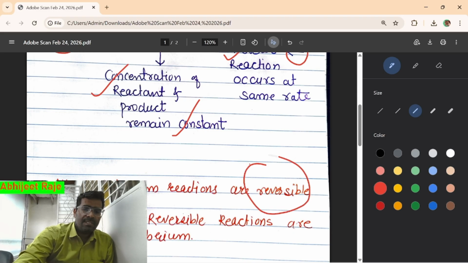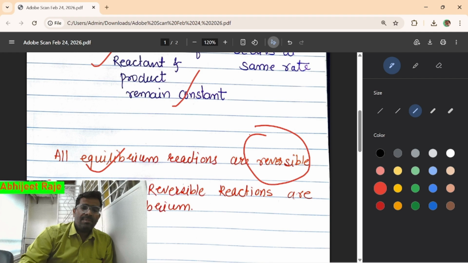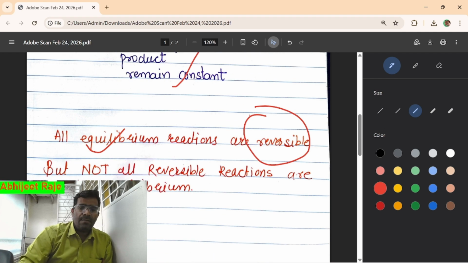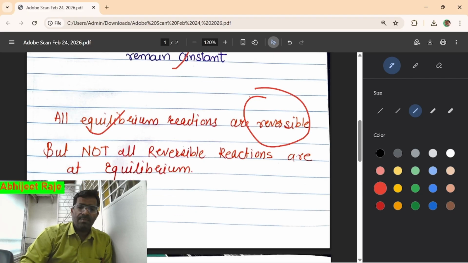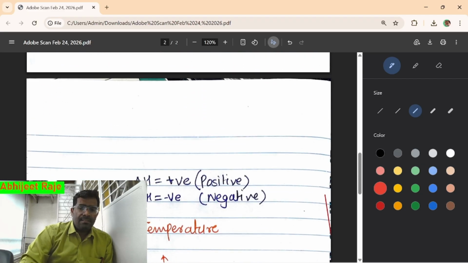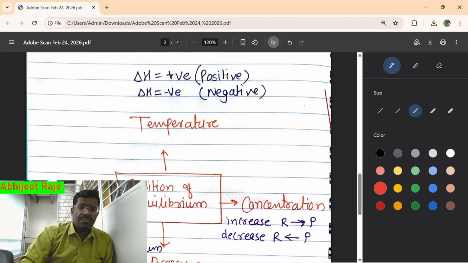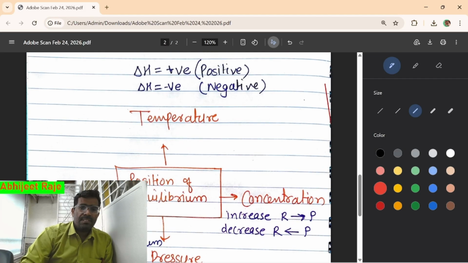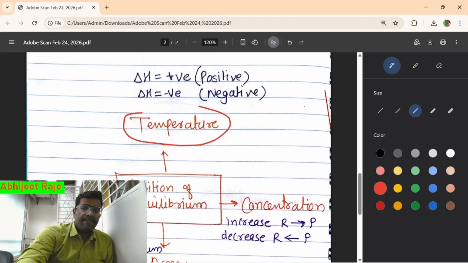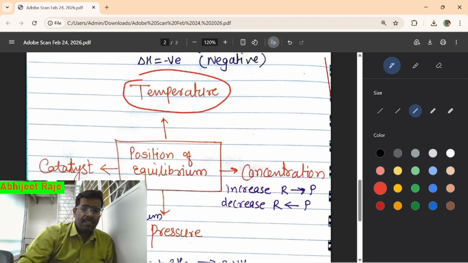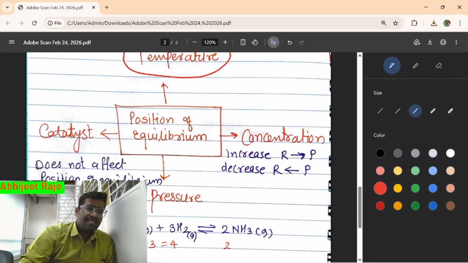All equilibrium reactions must be reversible, but not all reversible reactions are at equilibrium. Then these are the four factors which control your equilibrium. First is temperature, second is concentration, third is pressure, and fourth is catalyst.